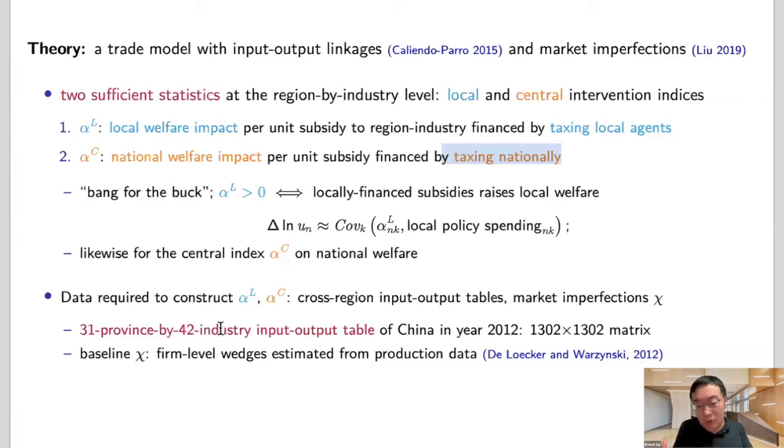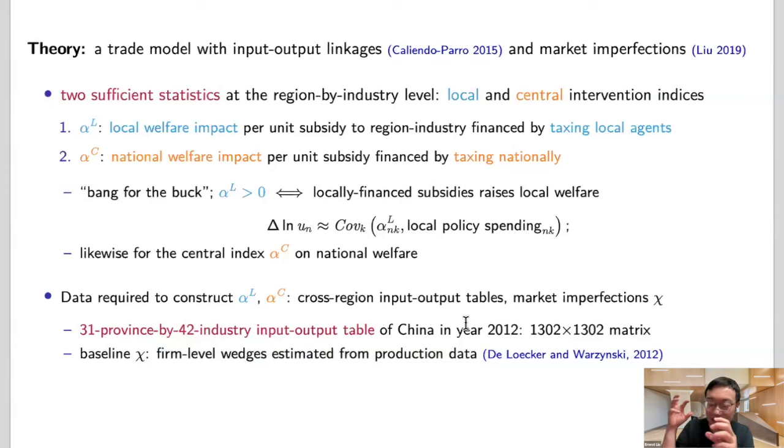The information required here would be some kind of cross-region input-output table. In the context of China, we obtained this province by industry input-output table. It's a gigantic matrix, 1300 by 1300. And we estimate firm-level wedges from production data. But again, it's more the input-output structure that's driving the variation rather than where the distortions are. Okay, what do we do with this?